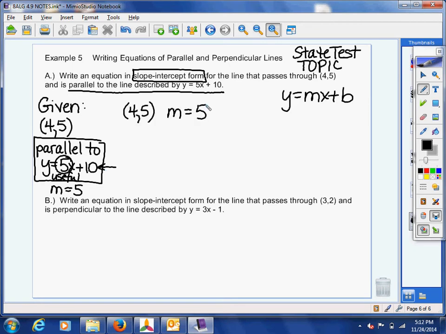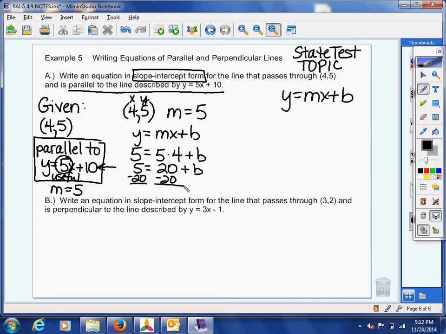Now there's a couple ways we can do this. One of our guys said, hey, could I just plug into y equals mx plus b? I know I don't know b, but x is 4, y is 5, and could I plug in that way and find b? Absolutely. You can do it this way. 5 times 4 is 20. Subtract 20 from each side, and you're going to get b is negative 15. And so if we use our slope, 5, and now we know what our y-intercept is, here's the equation you would write. There's the equation of my new line.